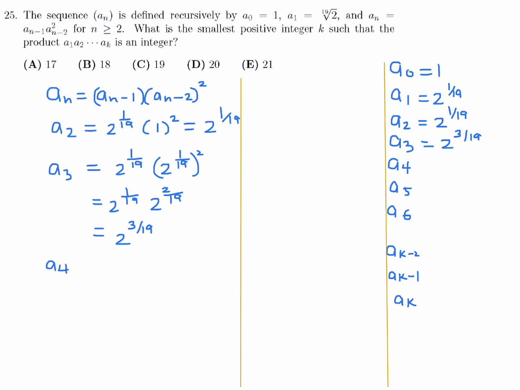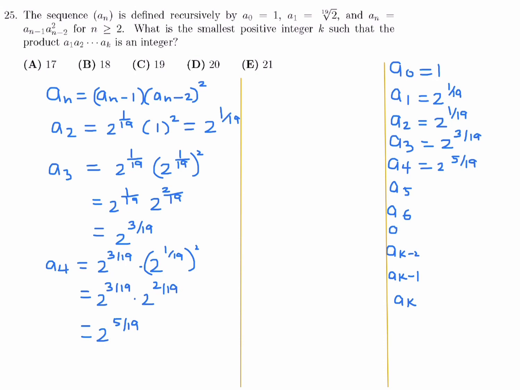A4 is A3, which is 2 to the power of 3 over 19, times A2 squared, so 2 to the power of 1 over 19 squared. And that's going to be 2 to the power of 3 over 19 times 2 to the power of 2 over 19, and when you add the fractions, it becomes 5 over 19. A4 is 2 to the power of 5 over 19. Okay, don't really see a pattern yet, but maybe I don't even need a pattern. Let's just figure out, we've got time, right? We're doing this as practice, so, well, I'll do three more.